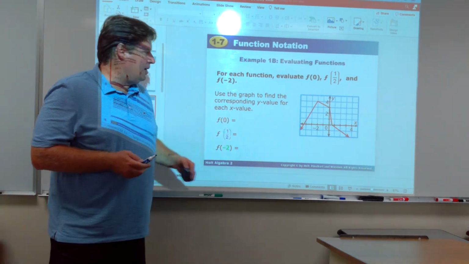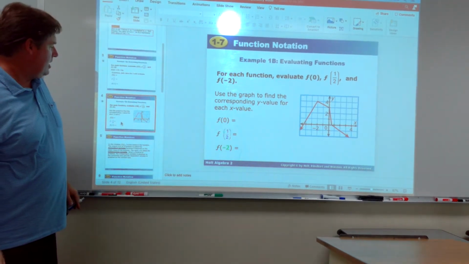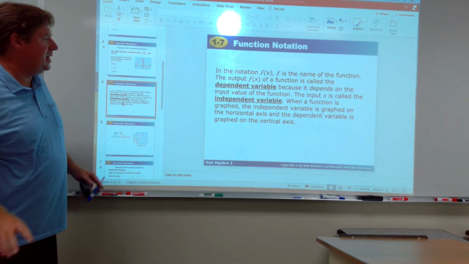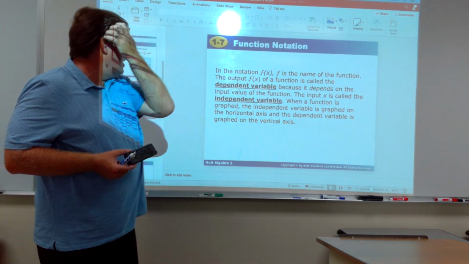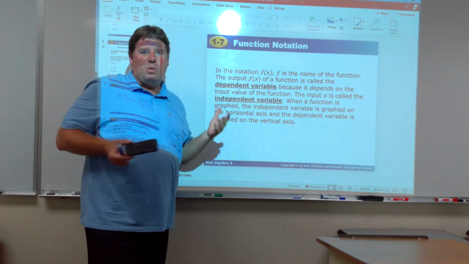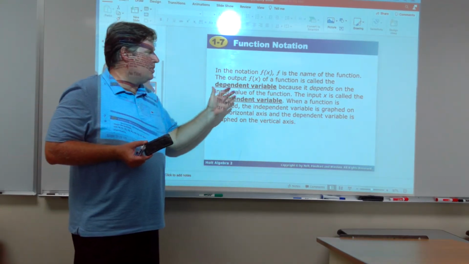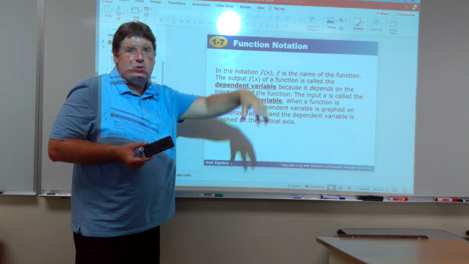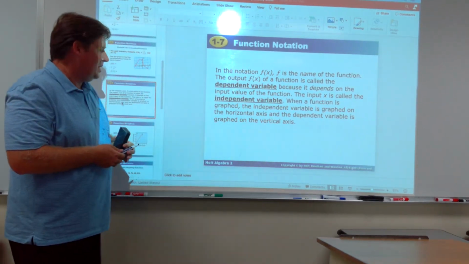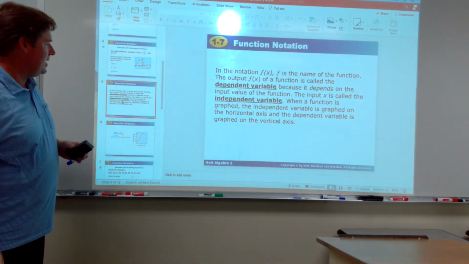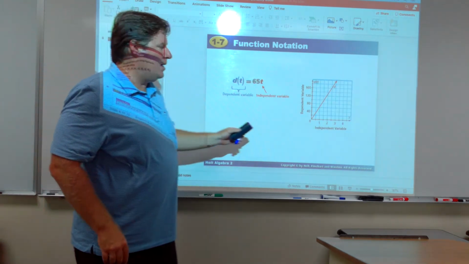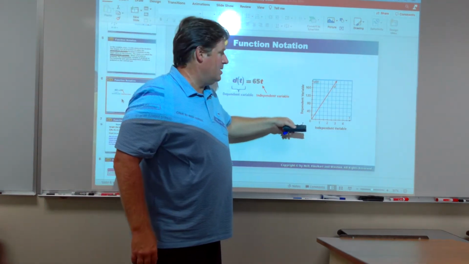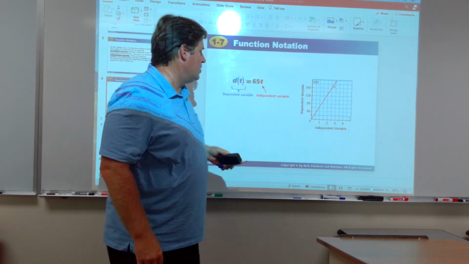All right, as we get some terminology here, let's talk a little bit about dependent and independent variables. X is going to be the independent variable because we can choose that to be anything we want to. And the output, or the y, is going to be the dependent because that depends on what you choose for the x value. Whenever we graph, we always want to put the independent variable on the x-axis. And then, of course, the dependent is the y.